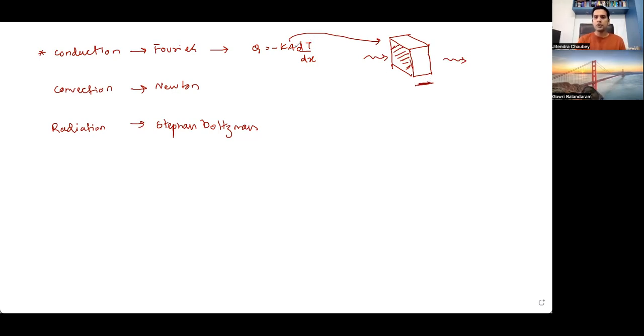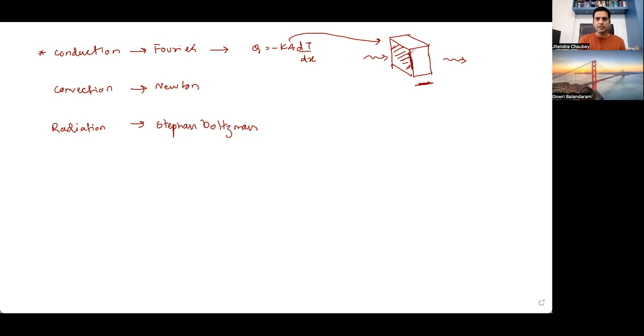It flows because of temperature difference. That is the only sole reason behind heat transfer. If there is no temperature difference, there won't be heat transfer. So the more the temperature difference, the more the heat transfer, and it always goes towards the lower temperature. The heat always flows towards the lower temperature.